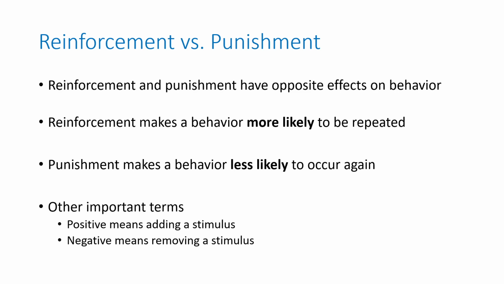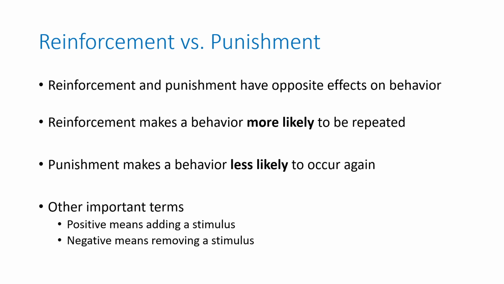So reinforcement makes a behavior more likely to occur. The flip side of this is known as punishment. Punishment makes a behavior less likely to occur. Now, it's important to remember that when we're talking about reinforcements or punishments, we're talking about the likelihood of a behavior occurring. We are not talking about the stimulus itself.